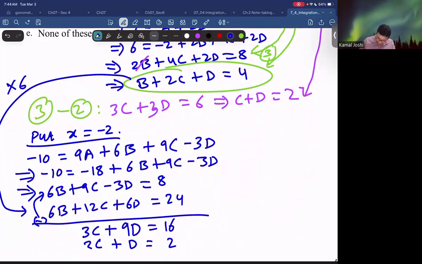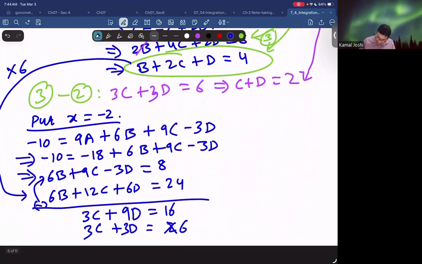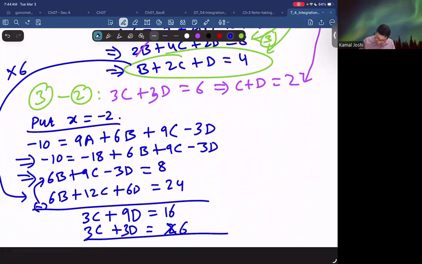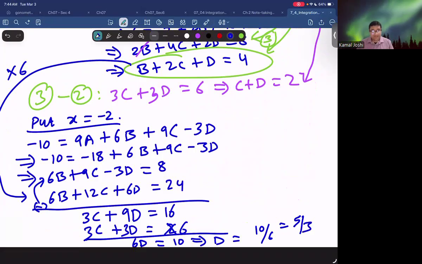Now, if you make it 3c plus 3d, this will be 6, right? So when you subtract, you get 6d equals 10, which gives you d equals 10 over 6, which is 5 over 3. So it can be difficult. Okay, the takeaway here is you have to substitute.